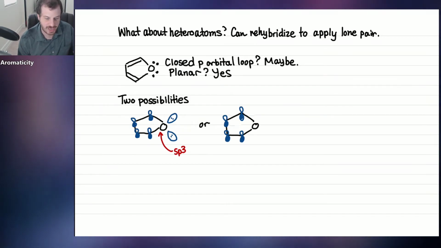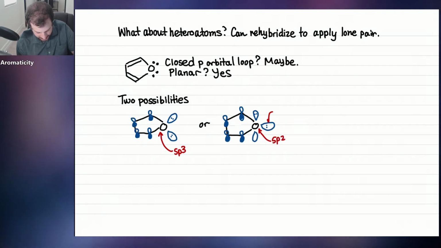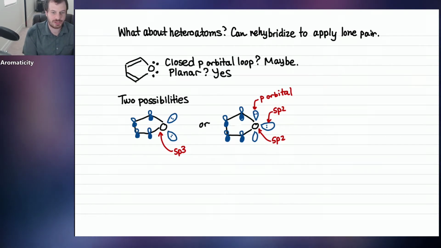So if this oxygen rehybridizes to become sp2, then it will get a p orbital on it, and it will keep an sp2 orbital. So there's two lone pairs, so one of the lone pairs will end up inside of the p orbital, and the other lone pair will stay inside of the sp2 orbital. The oxygen itself is sp2 hybridized. It's got one lone pair in an sp2 orbital and one lone pair in a p orbital. So this is a possibility. Now, the question is, which one of these structures is preferred?